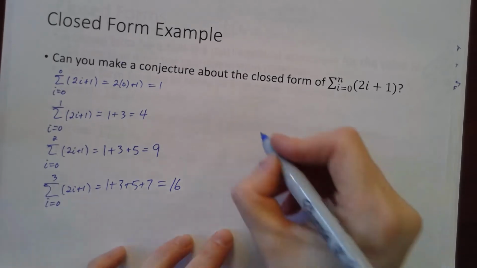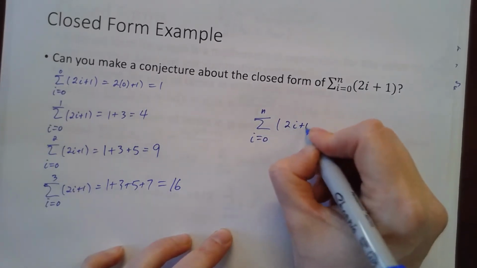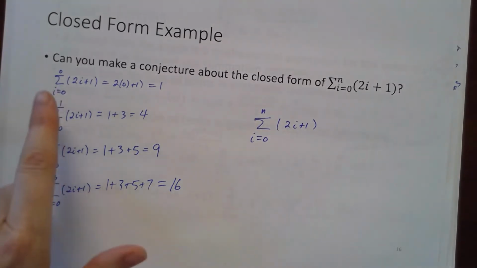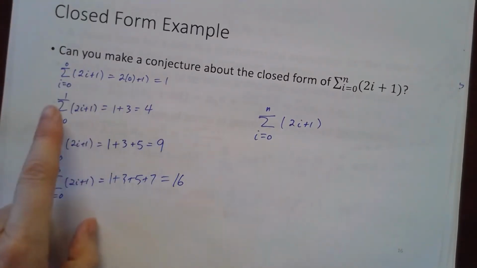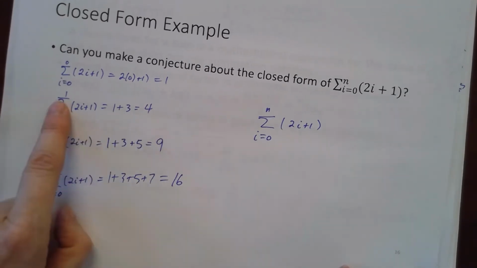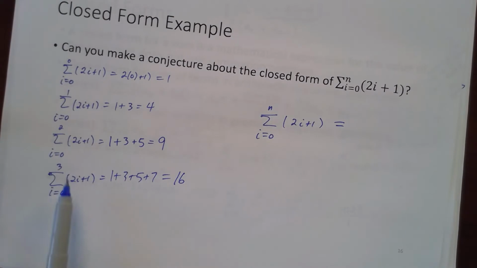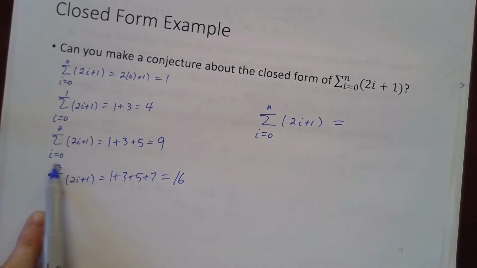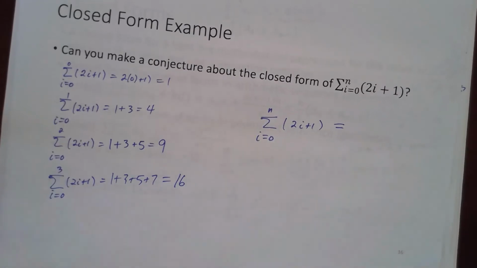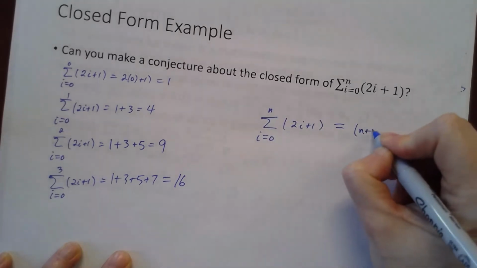So we could make a conjecture about the sum from i equals 0 to n of 2i plus 1. When n was 0, I got 1. When n was 1, I got 4. So it's not necessarily 1 squared. Like 1 squared is 1, 2 squared is 4, 3 squared is 9. What formula, closed form? If n is 4, I should get 25. So what's my formula that I think it is? You take whatever n is, add 1 to it, and square that.